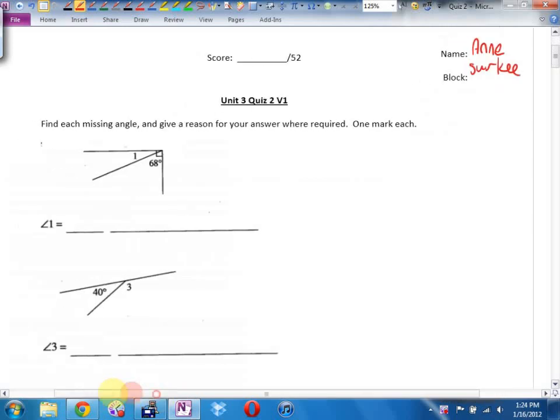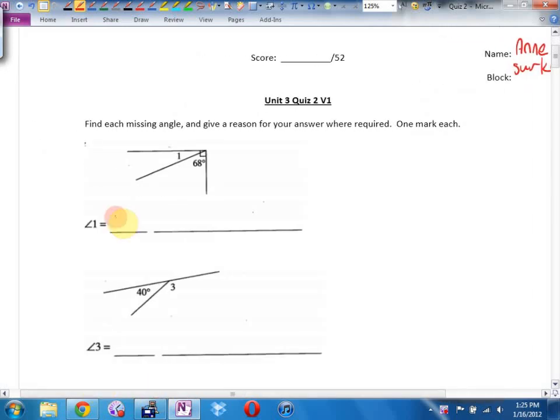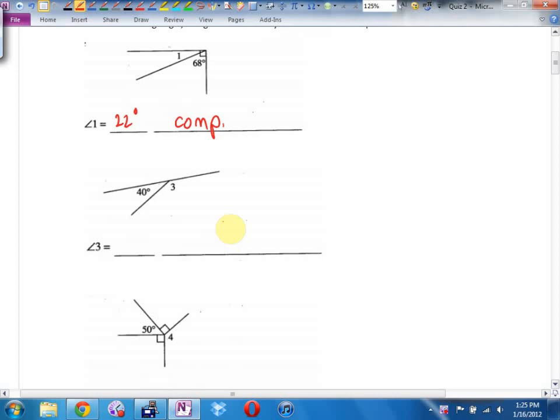Number one, that's got to be 22 degrees, yes? And I would say complementary. Angle three is going to be 140 degrees. And I would take supplementary, or I would take angles on a line.